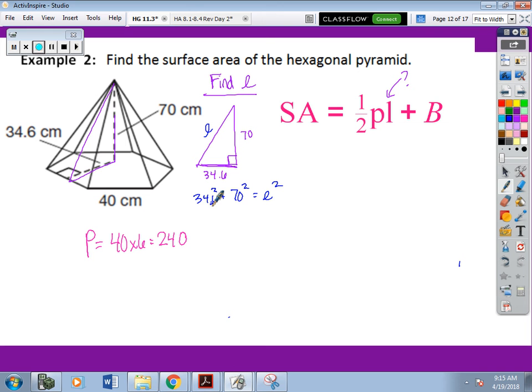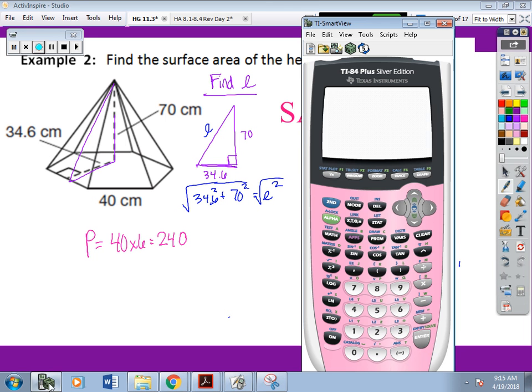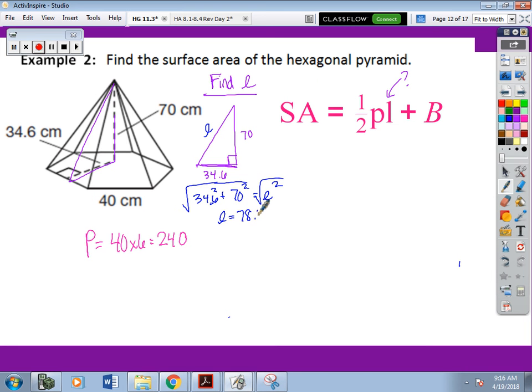C is our unknown. So for this one, we could still do this. We'll just type in the square root of 34.6 squared plus 70 squared, so that we don't have to, again, square each of the numbers and then add them. So this is still a shortcut you can use. So we'll get that L is approximately 78.08, which we can leave in our calculator so we don't have to round anything.